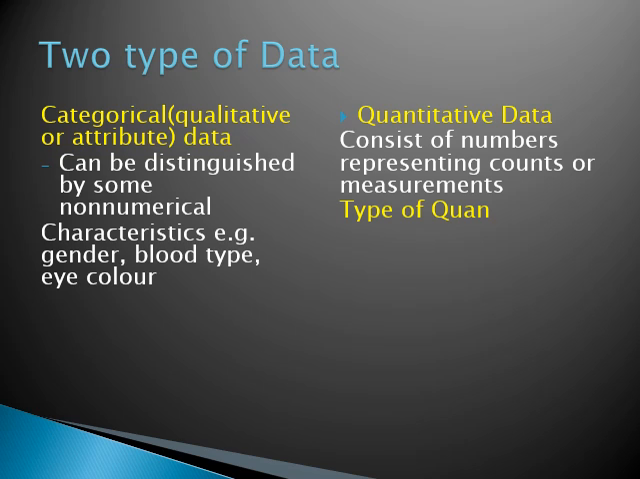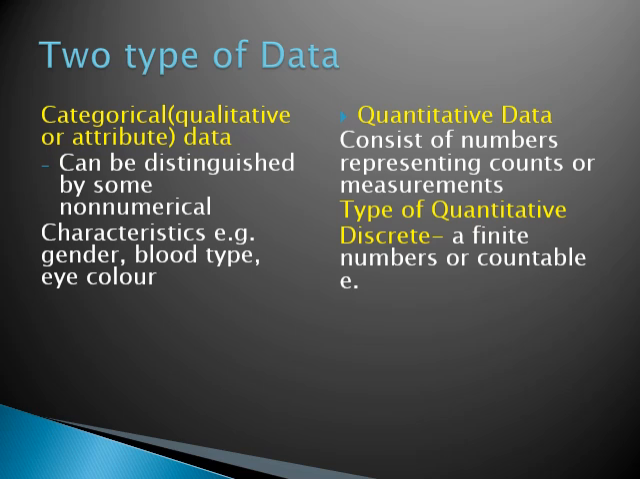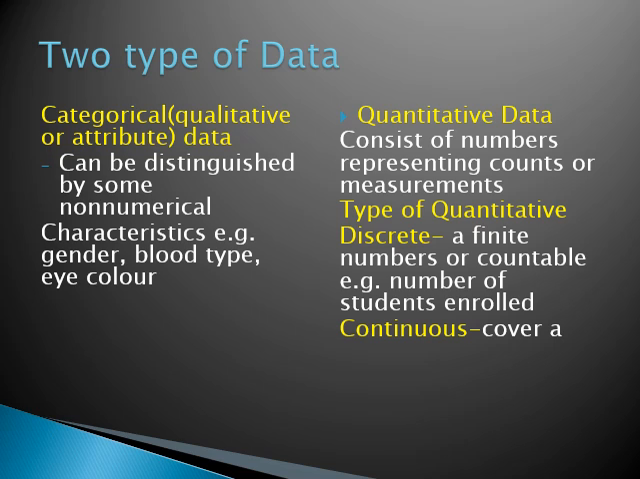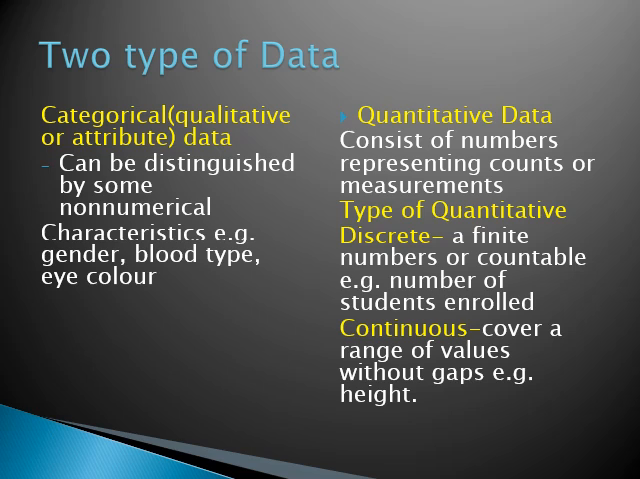We have two types of this quantitative data. There is discrete, which gives us a countable number. So it could be the number of students enrolled in a certain university, which gives us a specific number. But continuous is the one that conveys a range of numbers. It's not really specific, like your height, or the weight of something. It could be in between. We have decimal points in between. There are no gaps in that.